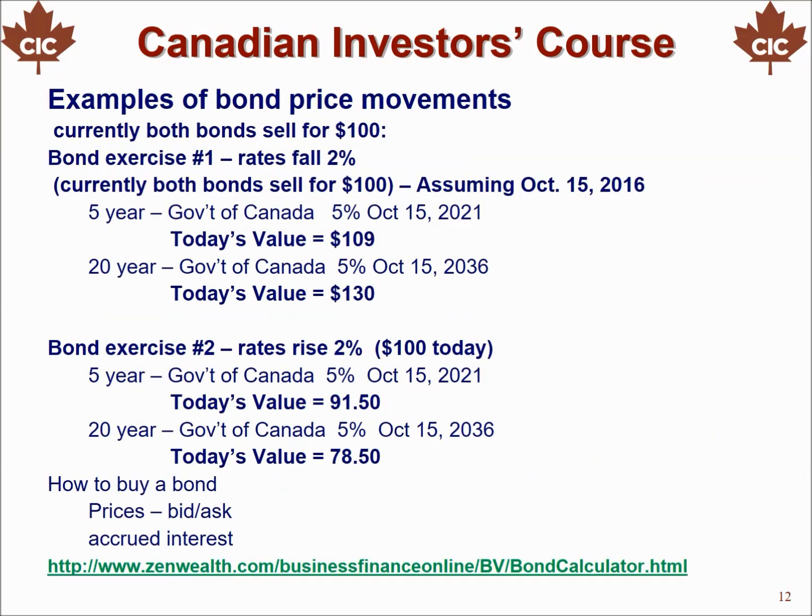Now, examples of bond price movements. Let's say we have a couple of bonds and they both sell for $100. So the first exercise is, what happens if rates fall 2%? So let's explore what happens when interest rates go up and down and how it affects the value of the bond. So interest rates fall 2%.